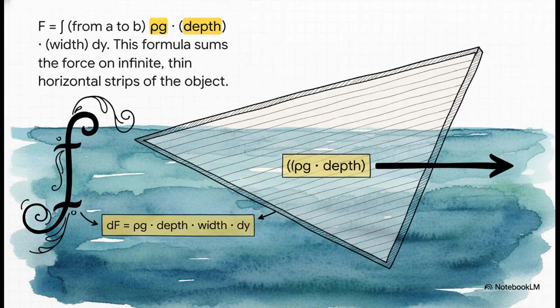And this is the master formula. It perfectly captures the big idea. What we're doing is imagining that we slice that submerged object into a bunch of infinitely thin, horizontal strips. Think of it like a stack of paper. On each one of those tiny strips, the pressure is basically constant. So we find the force on that one little strip, and then the integral does the magic of adding up the forces on all of them.